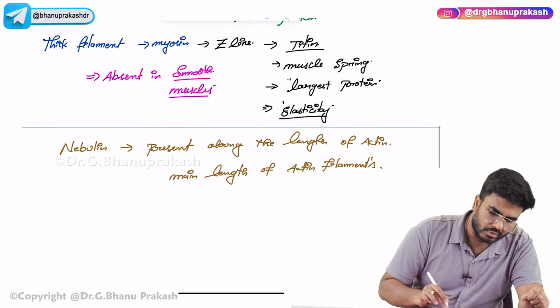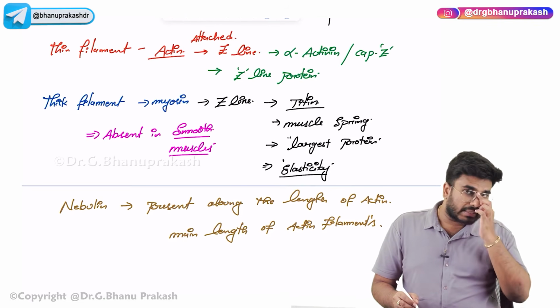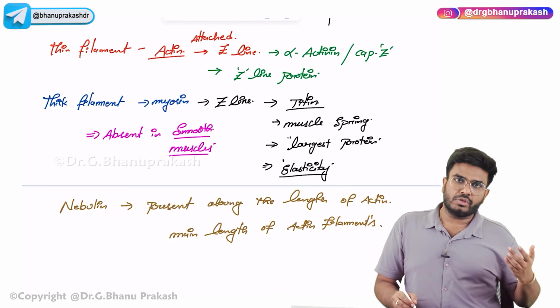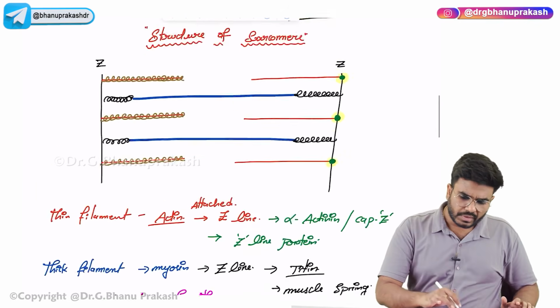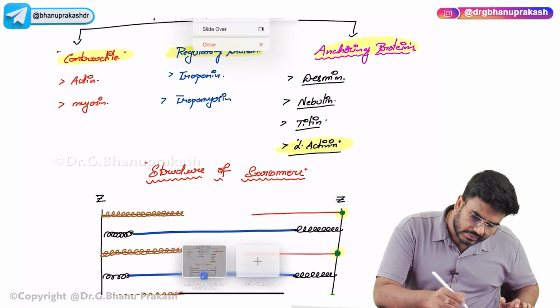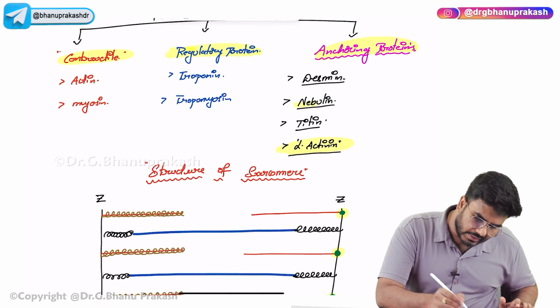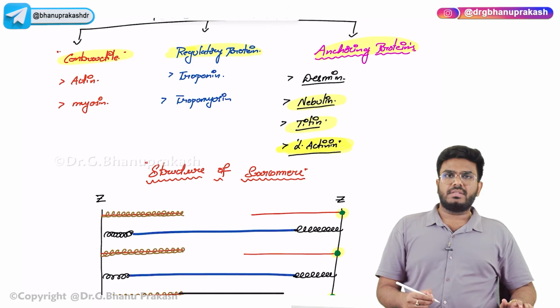Okay guys, in your exam there is a chance that you can get a question on nebulin, a question on titin, the muscle spring, or a question on CAP-Z protein or alpha actinin. Such questions are possible. So what are the three anchoring proteins we have completed? The three anchoring proteins are nebulin, titin, and alpha actinin.